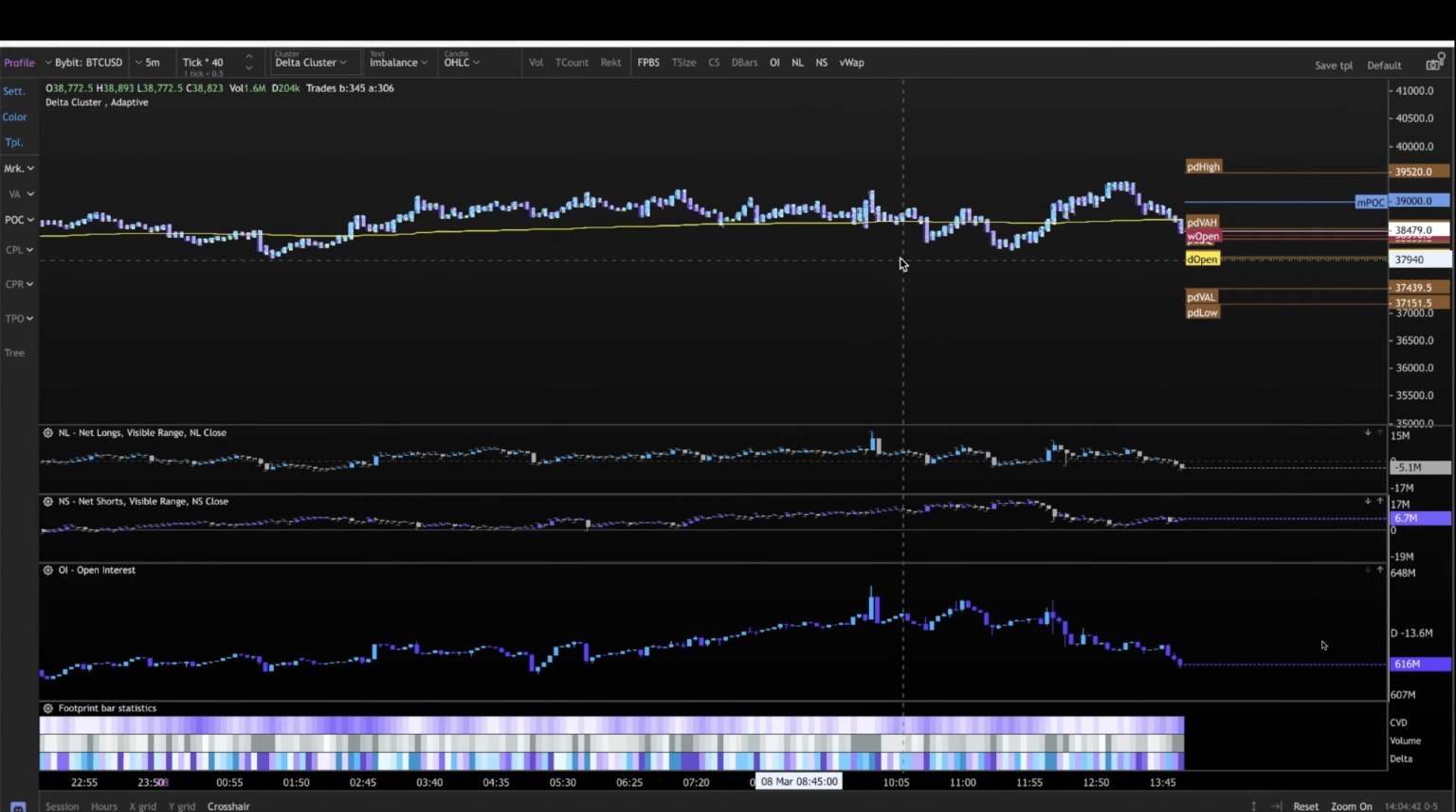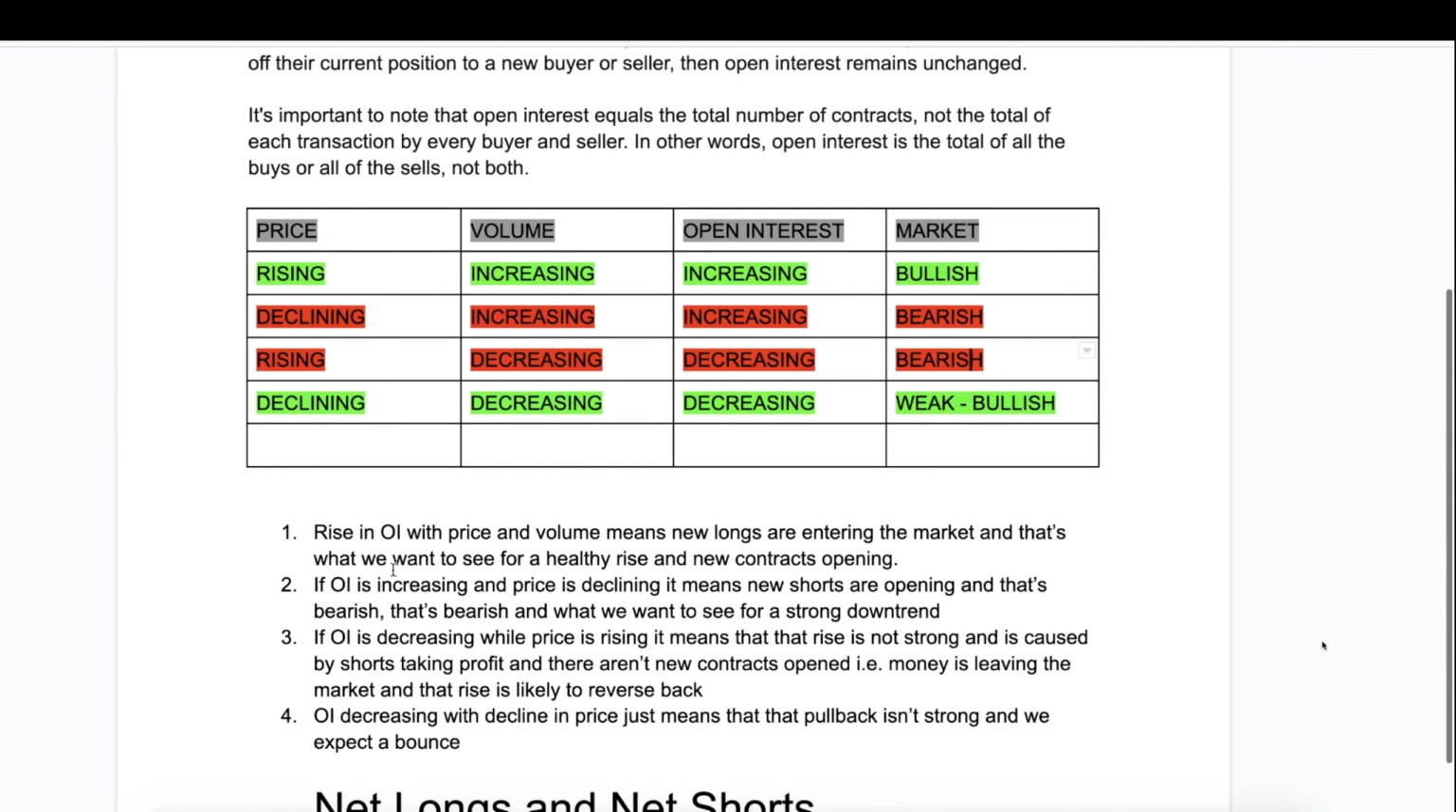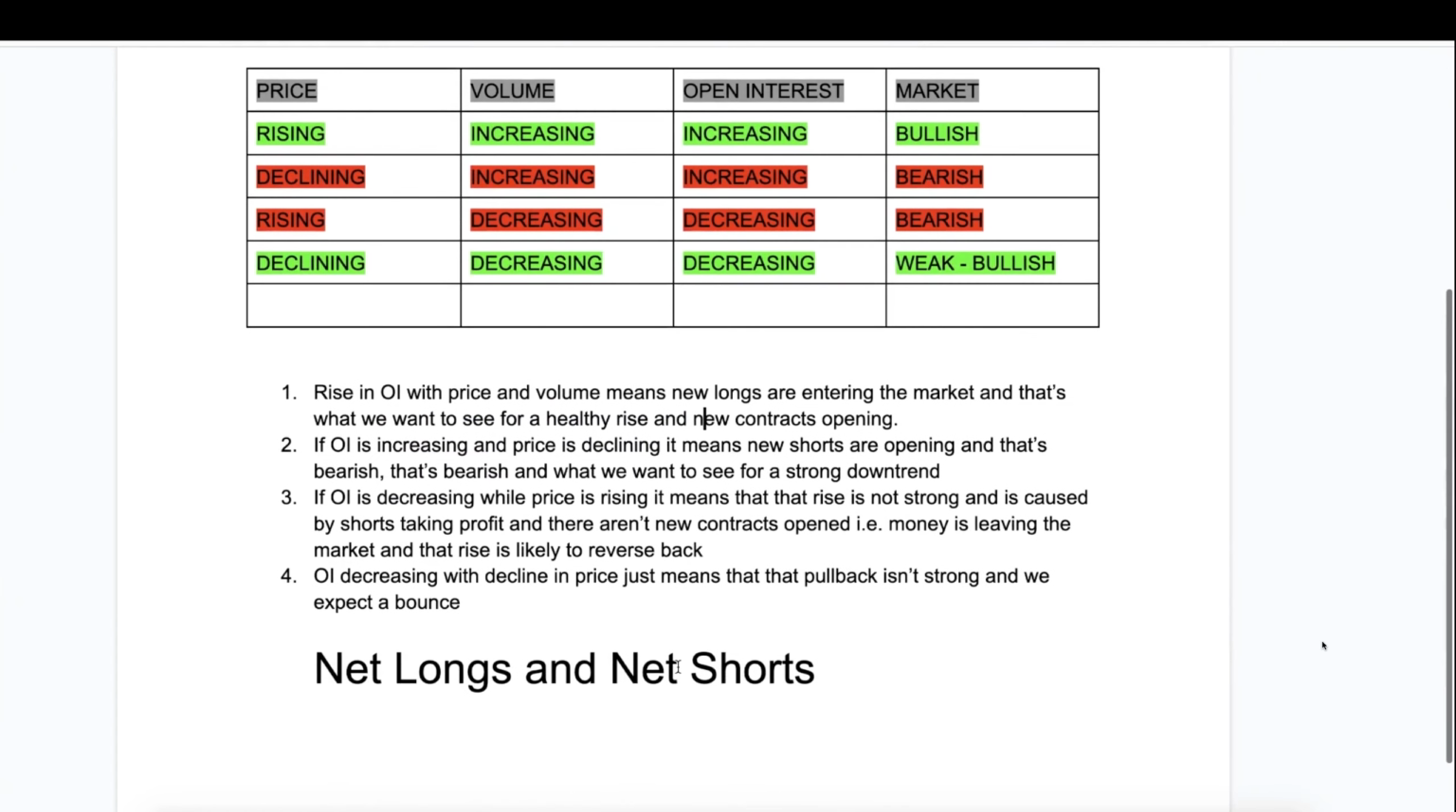Now let's talk about these 4 points, okay? Just to summarize, a rise in open interest with price and volume means new longs are entering the market. This is a healthy uptrend. We just went over this. If open interest is increasing and price is declining, it means new shorts are opening, and that's a strong bearish downtrend. If open interest is decreasing while price is rising, that means it's a weak uptrend. And if open interest is decreasing while price is falling, that means it's a weak downtrend.